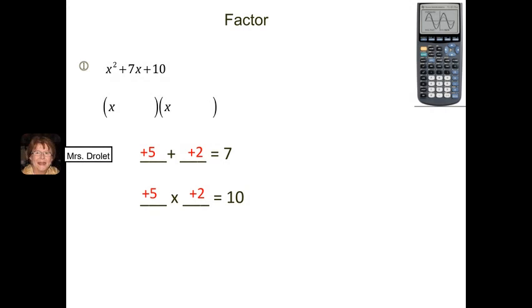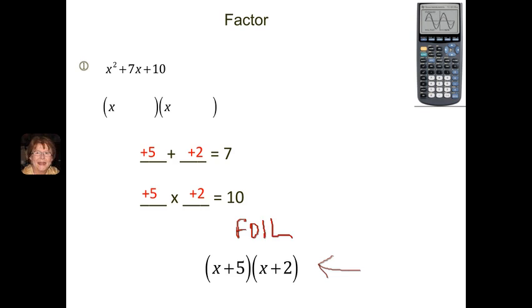Did you get that the two numbers are positive 5 and positive 2? Because positive 5 plus positive 2 is equal to positive 7. And at the same time, those same two numbers, positive 5 times positive 2, is equal to 10. Why do I say it's easy? We take these numbers and they are the second term in each of those factors. My factors are x plus 5, x plus 2. You can FOIL that and verify. Do you have x squared plus 7x plus 10 after you FOIL these factors? I hope so.